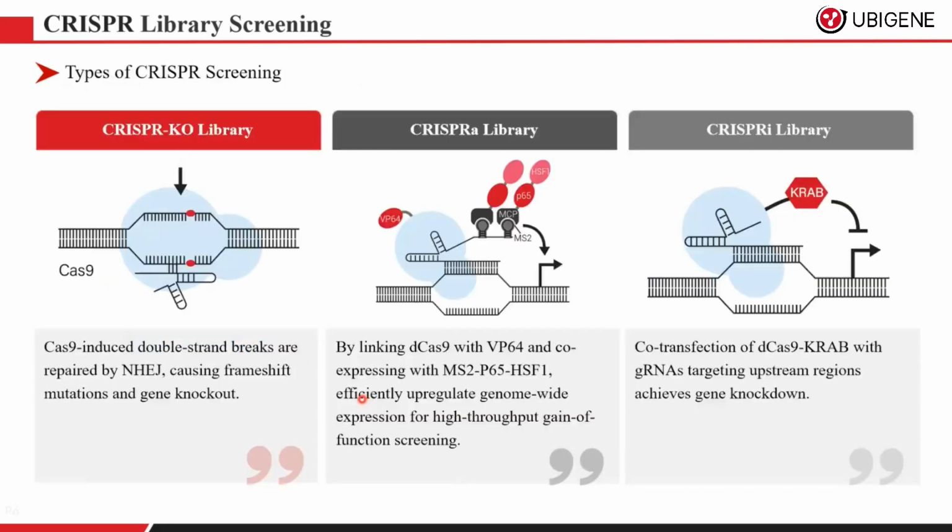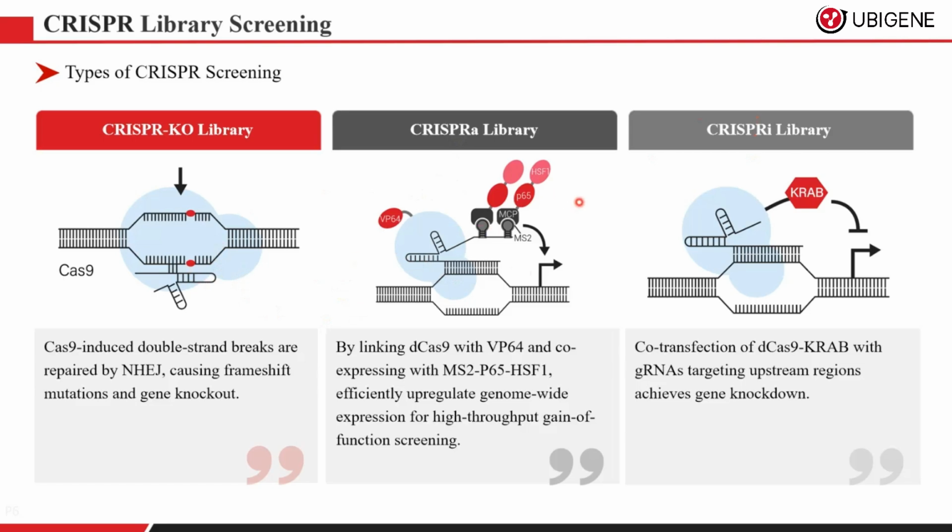So, we are familiar with the CRISPR knockout library, right? Well, by tricking the Cas9 protein's cutting ability, we can also create libraries in the lab that can boost or block gene expression. We call these CRISPR-A or CRISPR-I libraries. For the CRISPR knockout library, the guide RNAs in those libraries mainly target the 5' exon of coding genes. The double-strand breaks induced by Cas9 are repaired by the NHEJ mechanism, leading to frame shift mutations and gene knockout.